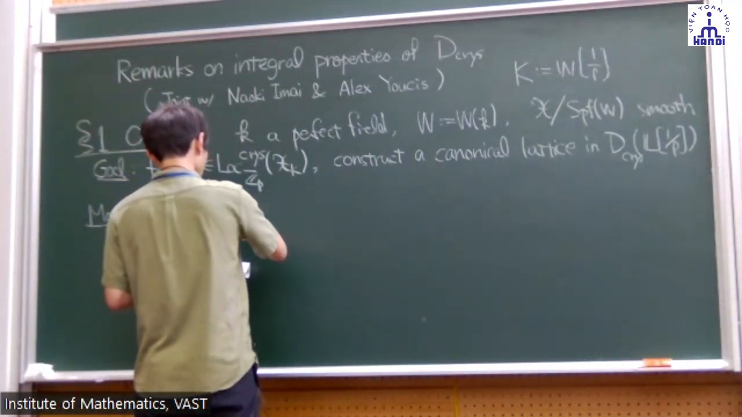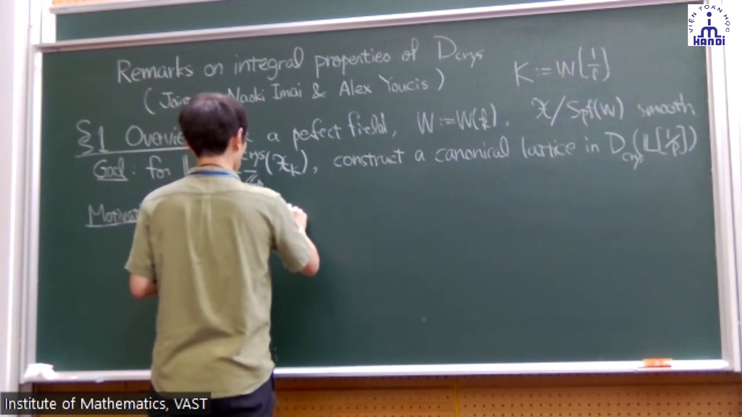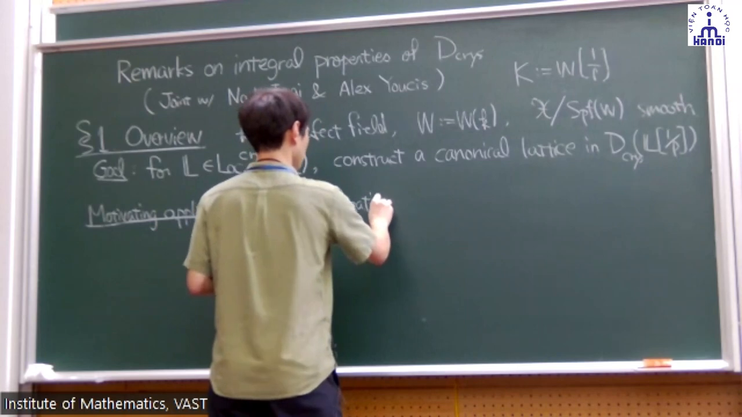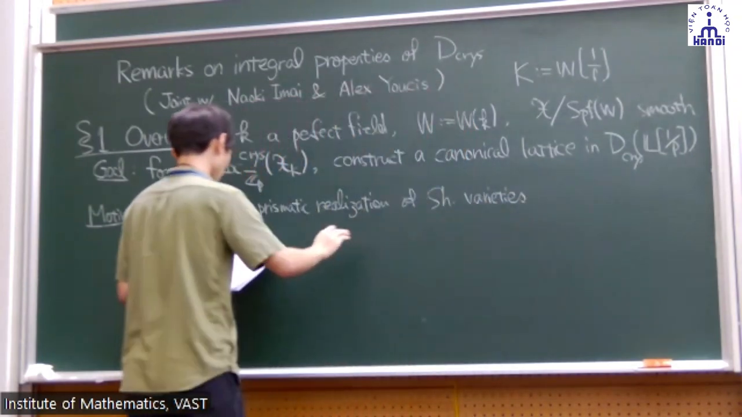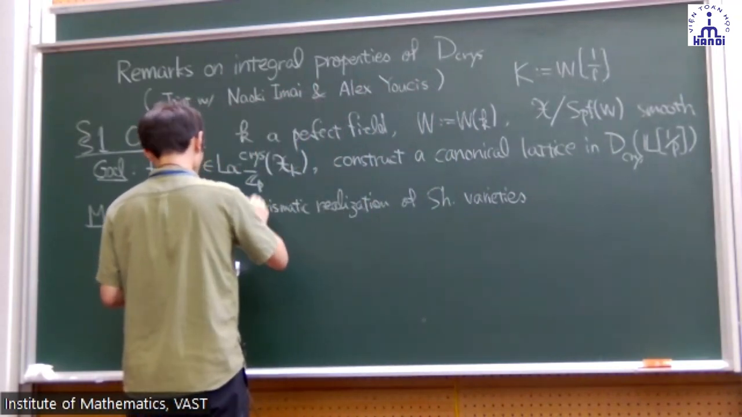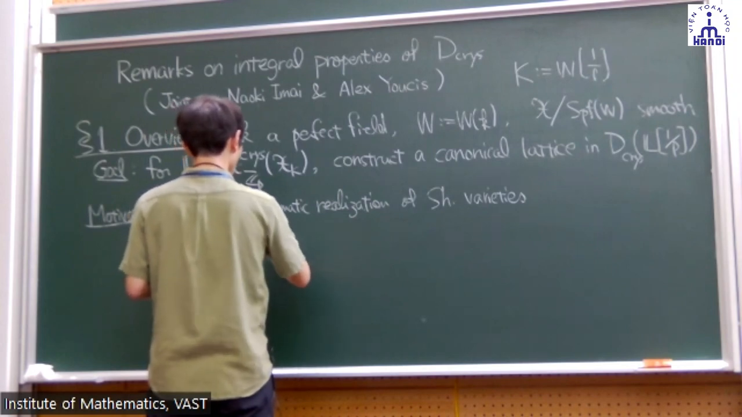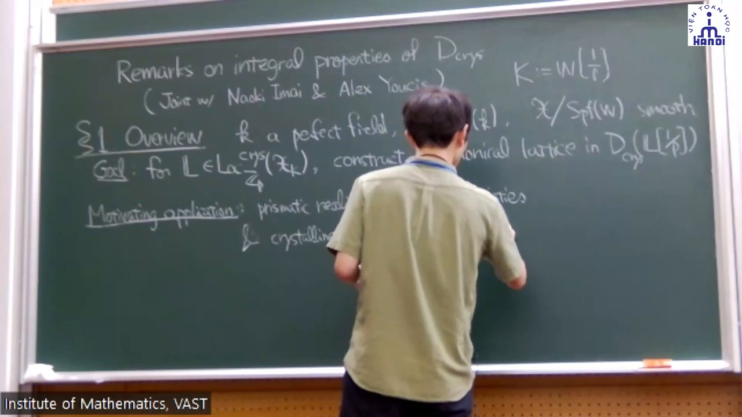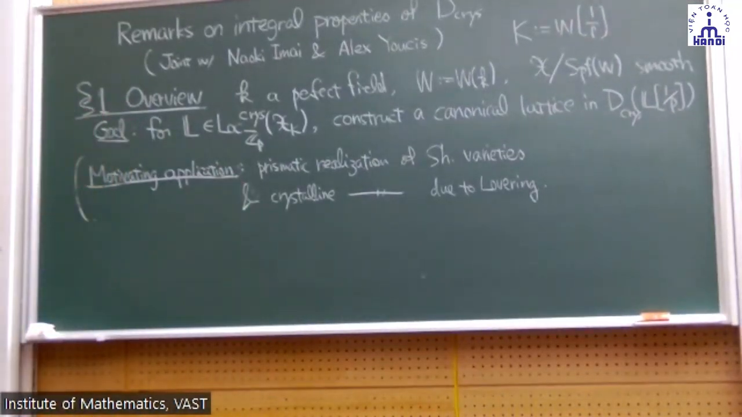So I will just say some words. The motivating application is: we have constructed prismatic realization. For example, we use this lattice to compare this prismatic realization with the previously constructed crystalline realization so far. But anyway, I will not explain details of this.